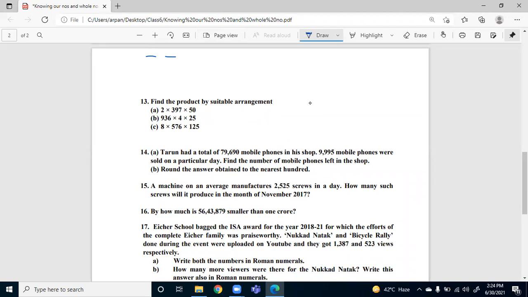Let me tell the statement. Average screws manufactured per day is equal to 2525. Number of screws manufactured in a day is equal to 2525. Correct.